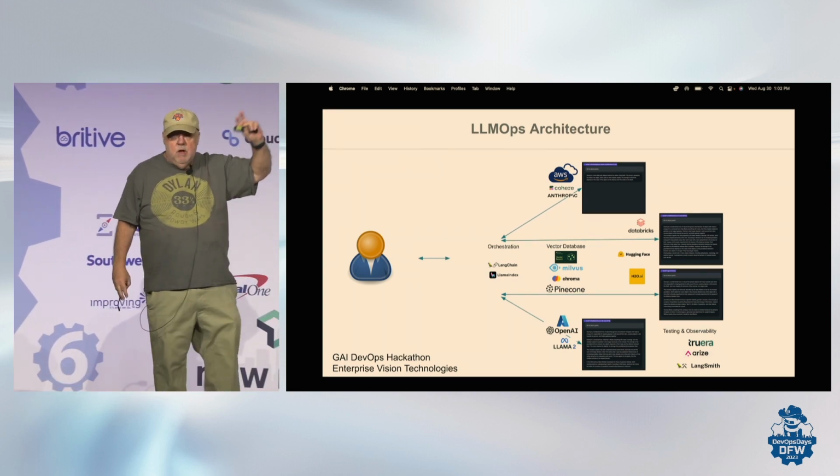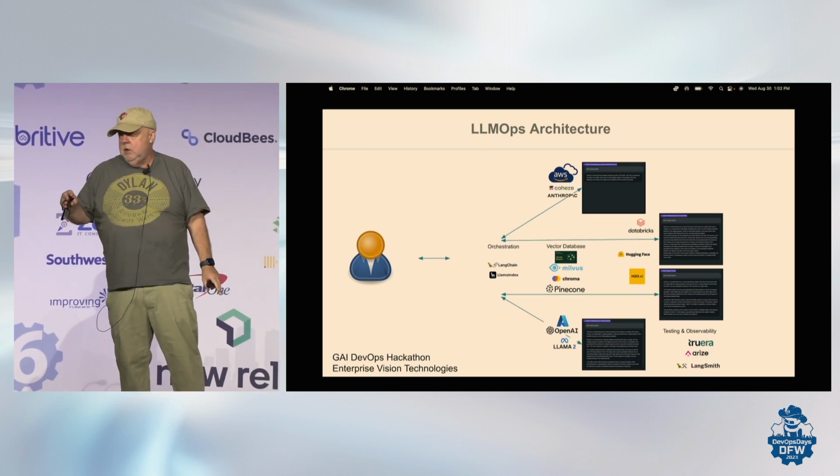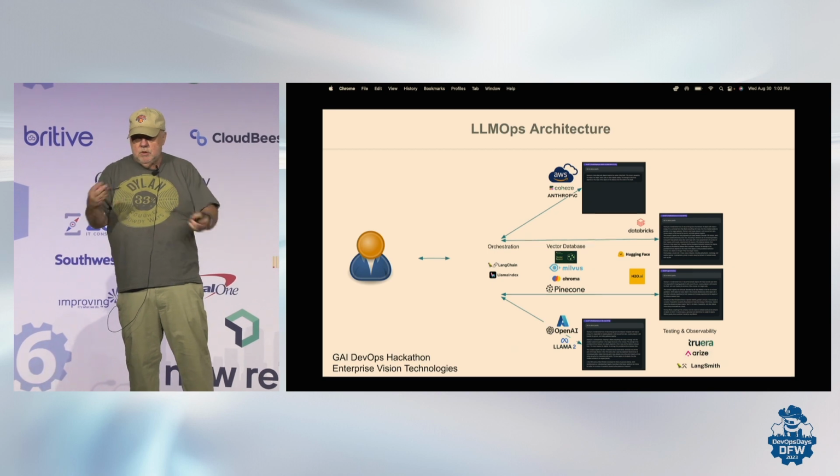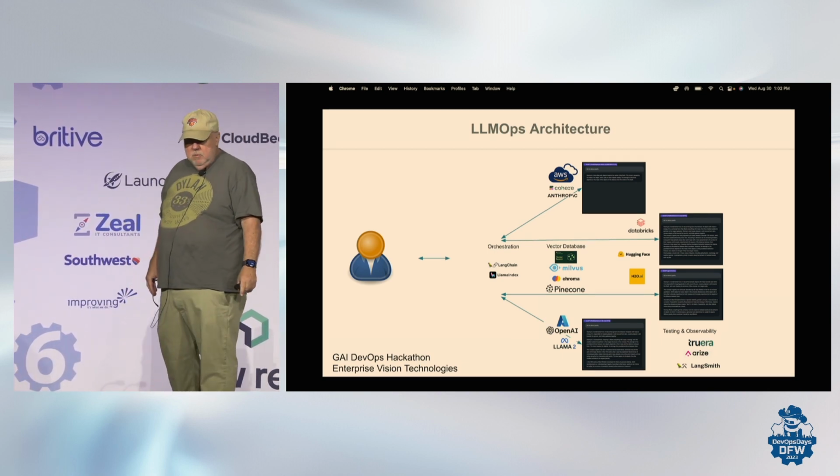You have Cohere, you have Anthropic. If you haven't tried Claude 2, it's pretty cool. You can actually load a PDF right into it, and it will summarize it. So you don't even have to write a bunch of code like I'm doing. And in the bottom, you have Llama 2.